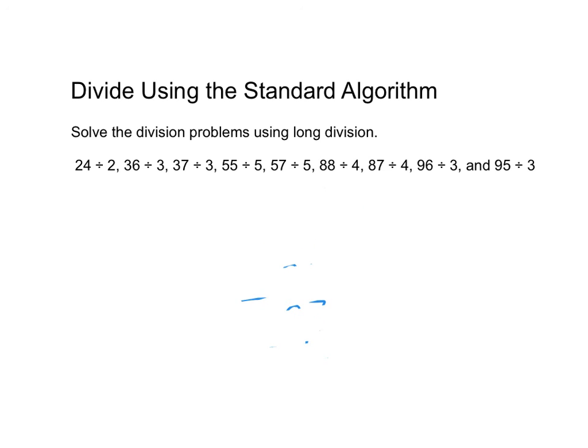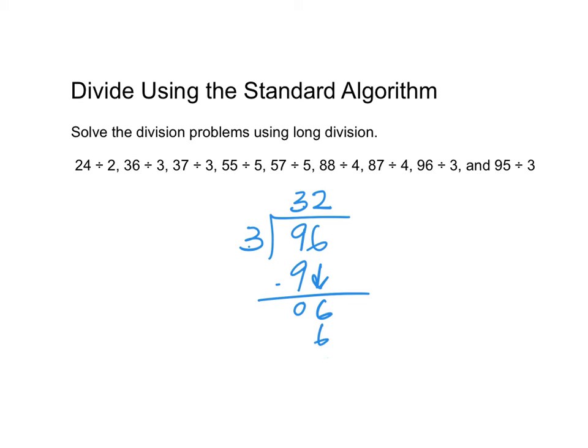All right, and we've got 96 divided by 3, which I know we're going to get a nice answer to. So 9 ones divided by 3 is 3 ones. 3 times 3 is 9. When we subtract that, we'll get 0. Bring down that 6. Well, 6 tens divided by 3 equals 2 tens, so we'll put our 2 up there, and 2 times 3 is 6. When we subtract those, we get 0. A nice answer there, 32. 96 divided by 3 equals 32.